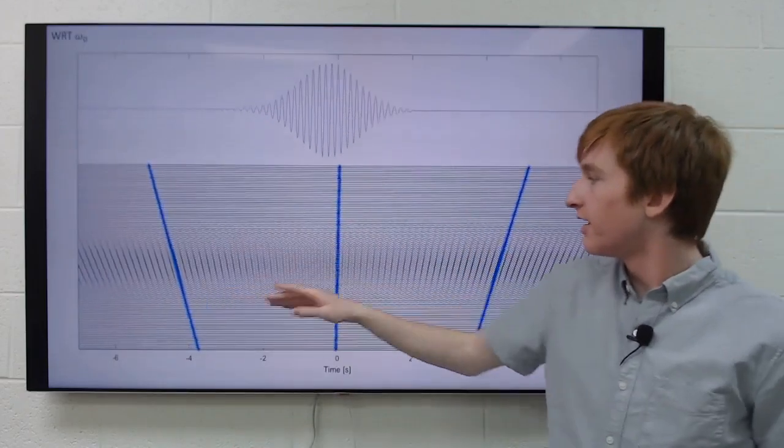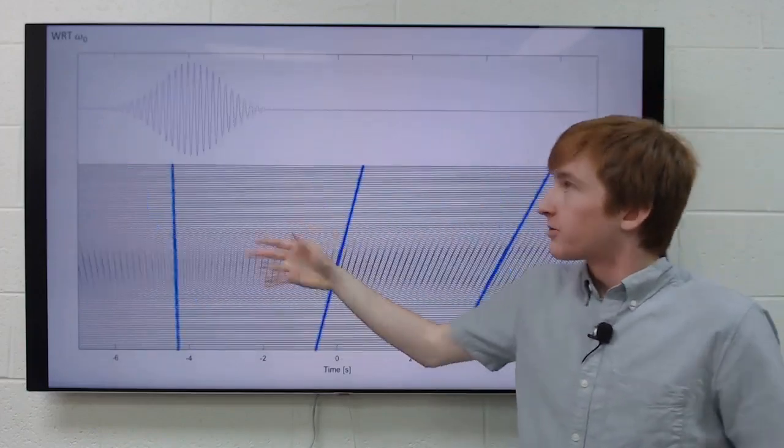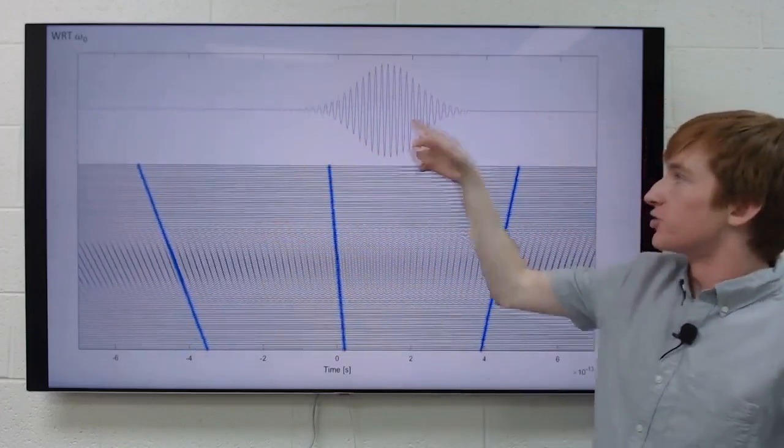And so here's a little GIF showing that. I'm just applying a linear phase again with respect to omega naught, and you can see the pulse is just shifting in time.